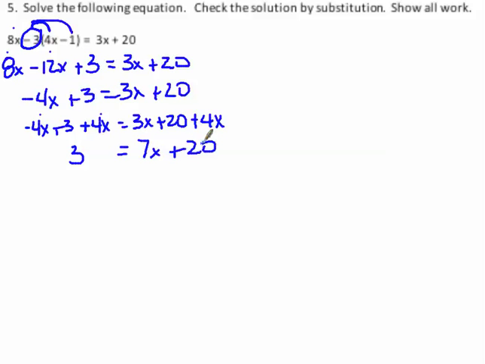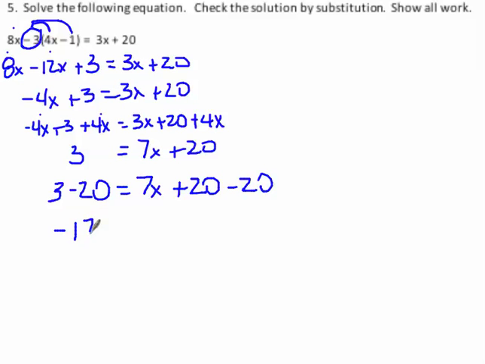Now we are down to a two-step equation. A two-step equation says that we need to get x by itself. Well, in order to get x by itself, I've got to start by subtracting 20 from both sides. So to subtract 20 from both sides, I'll write 3 minus 20 equals 7x plus 20 minus 20. Well, on the left side over here, we've got negative 17. On the right side, we've got 7x plus 0 now.